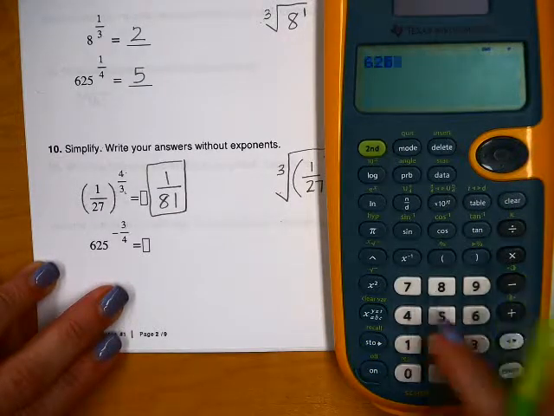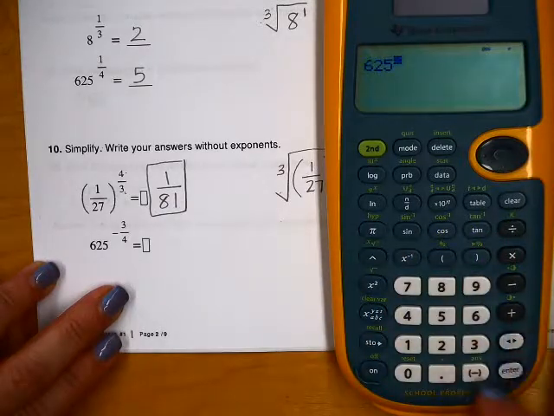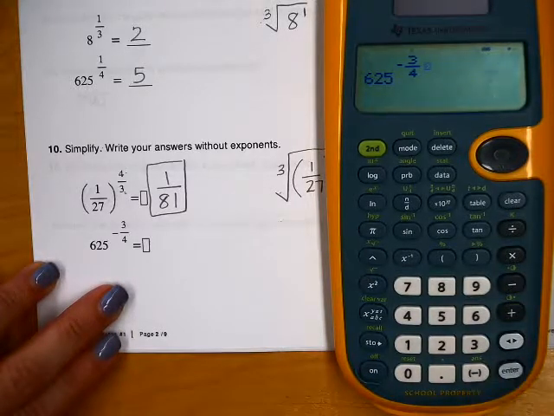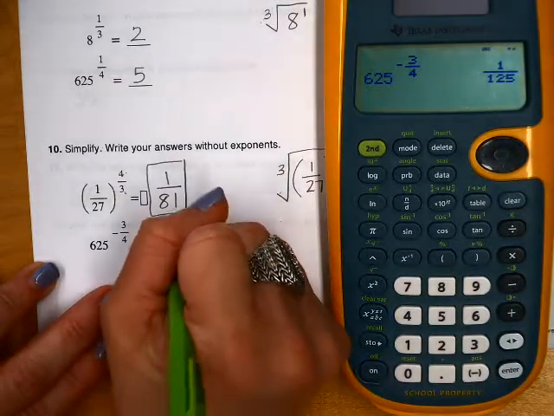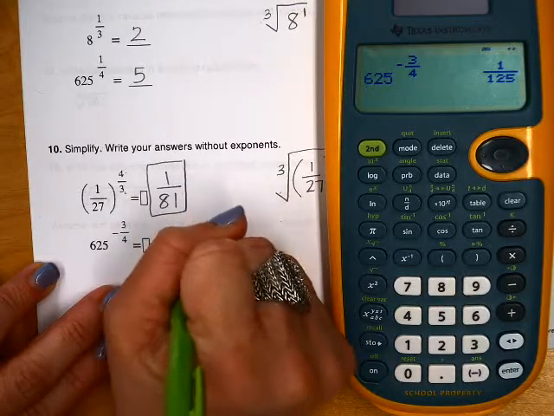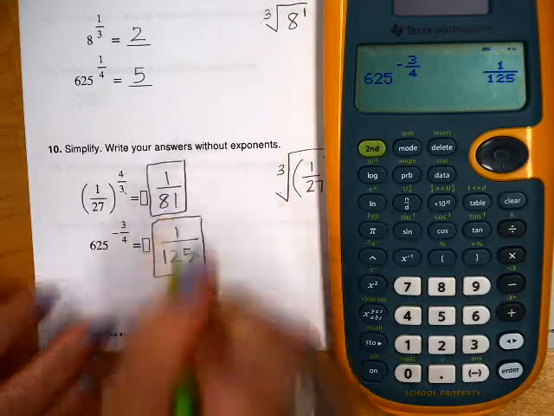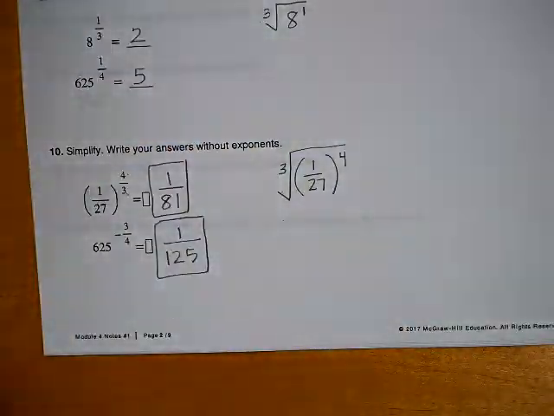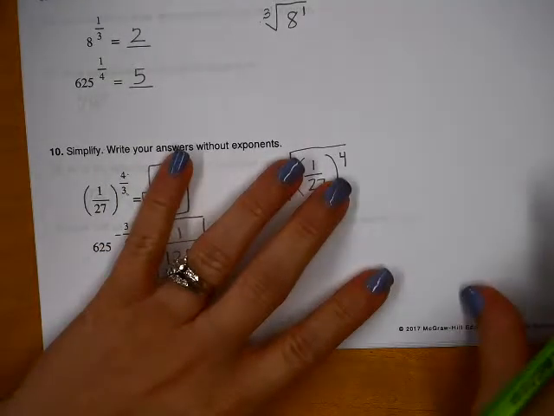Right, same here, 625 to the negative 3/4. Hit enter. And what do you get? 1/125. Alright, questions on number 10? Alright, let's flip it over.